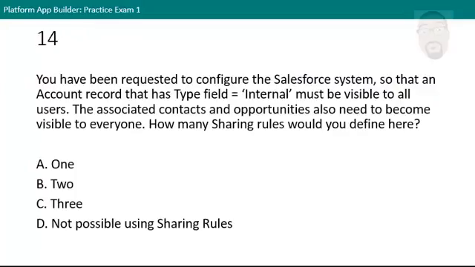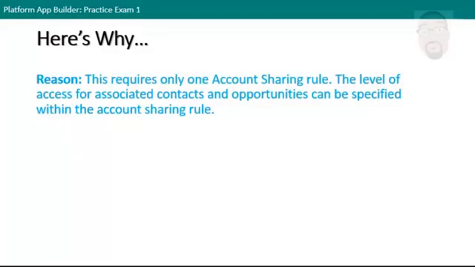You have been requested to configure the Salesforce system, so that an account record that has type field equals internal must be visible to all users. The associated contacts and opportunities also need to become visible to everyone. How many sharing rules would you define here? One sharing rule. This requires only one account sharing rule. The level of access for associated contacts and opportunities can be specified within the account sharing rule.